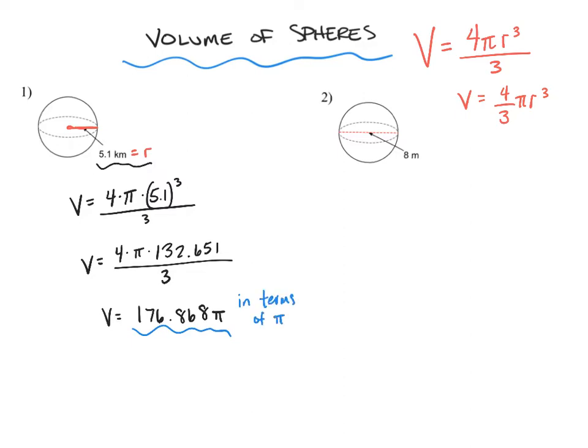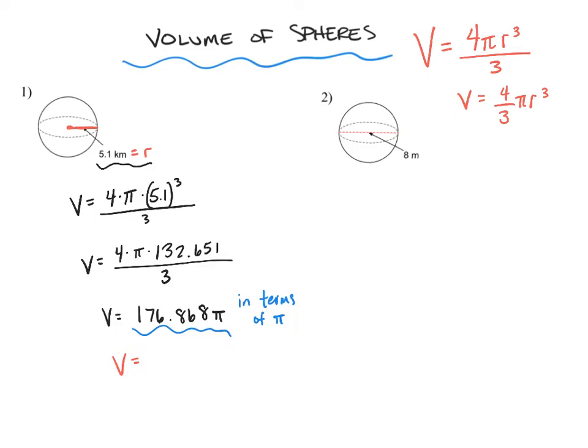So that's what we call an exact answer in terms of pi. What that means is I just haven't multiplied by pi yet. I left the pi symbol there. And the reason it's exact is because pi goes on forever and ever. So now I'm going to approximate our answer using the pi button on my calculator.